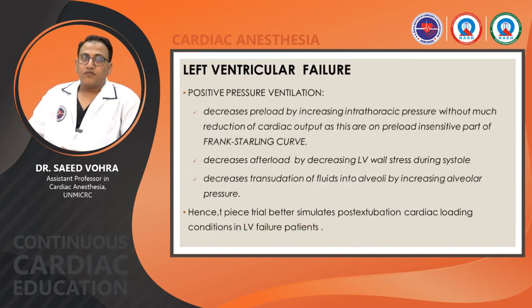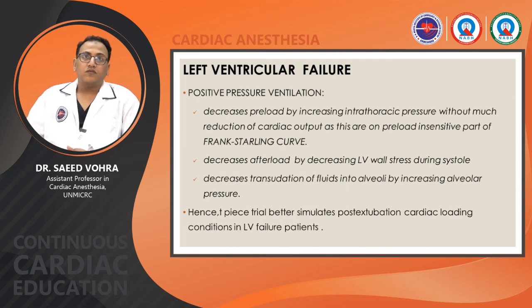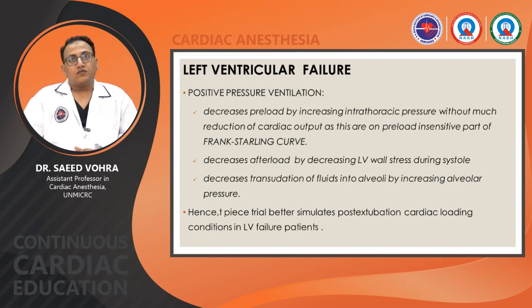Left ventricular failure. Positive pressure ventilation helps the left ventricular failure patient in three main ways: by decreasing the preload, by decreasing the afterload, and by decreasing the transmission of fluids into the alveoli by increasing the alveolar pressure. Now, these LV failure patients are mostly in the preload insensitive part. So mechanical ventilation decreases the preload by increasing the intrathoracic pressure without much reduction of cardiac output, as these patients are mostly in the preload insensitive part of the Frank-Starling curve. Hence, a spontaneous breathing trial better simulates the post-extubation cardiac loading conditions in LV failure patients.